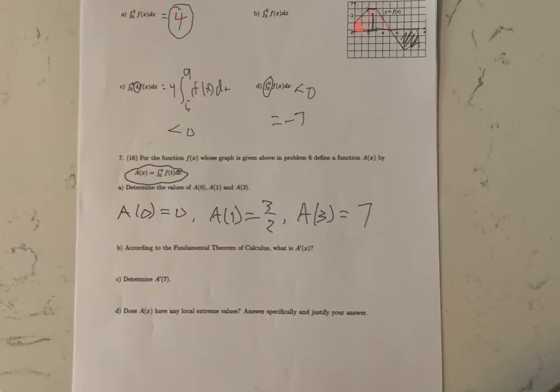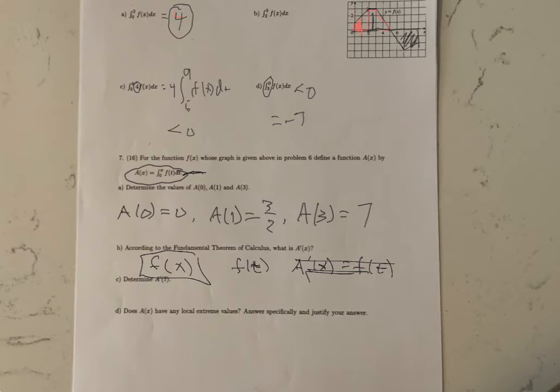Part B, what is A prime of x? It's f of x. When you define an area function like we did here, then its derivative is the function that generates the area. A lot of you wrote f of t, and I guess I understand why you did. It's really not right to say that A prime of x equals f of t. That just looks confusing to me. I knew what you meant, at least I assumed. But it's really not right. We ought to write it correctly, and that is A prime of x is f of x.